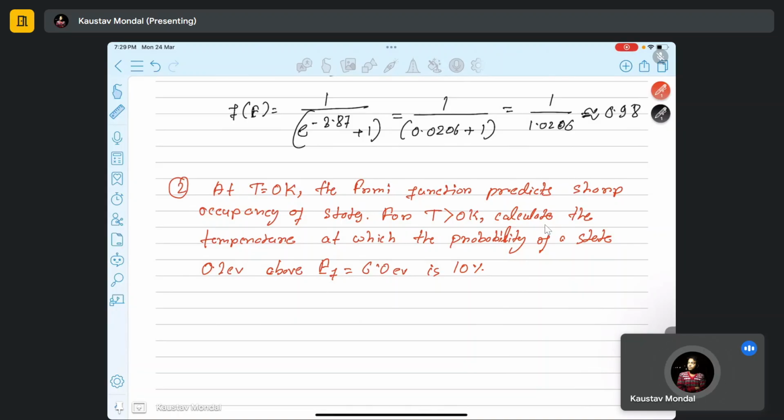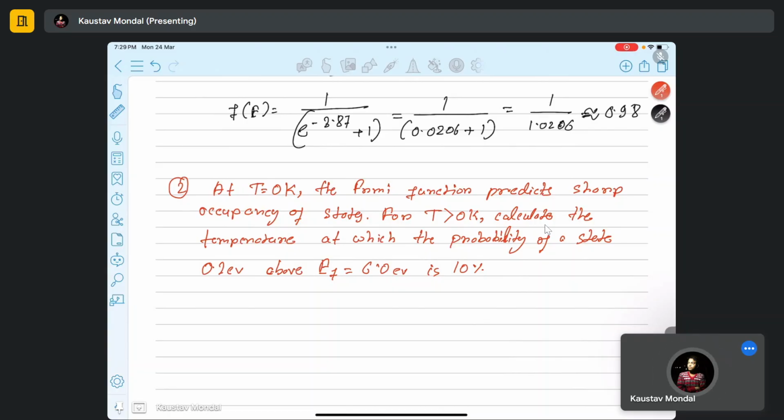So in the problem, it's given that we already know that at T equal to 0 Kelvin, the Fermi function predicts a sharp occupancy of state. That means that at the Fermi energy there is a sharp peak, right? The Fermi function suddenly drops from 1 to 0. At E equal to EF it is 0.5, but after that the Fermi function abruptly goes to 0. Okay. So that's mentioned in that first line.